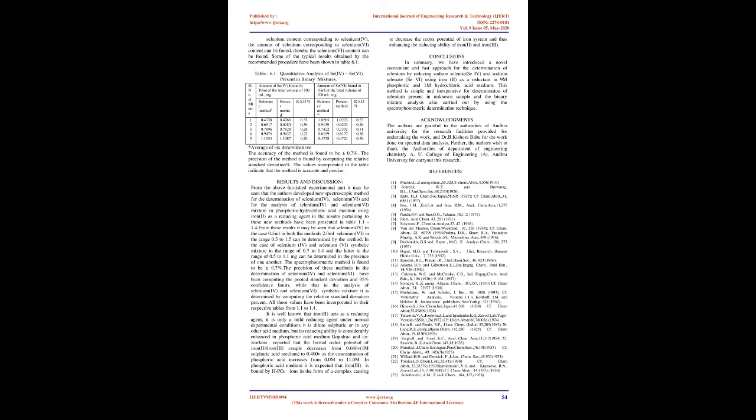Asterisk: average of 6 determinations. The accuracy of the method is found to be plus or minus 0.7%. The precision of the method is found by computing the relative standard deviation percent. The values incorporated in the table indicate that the method is accurate and precise.